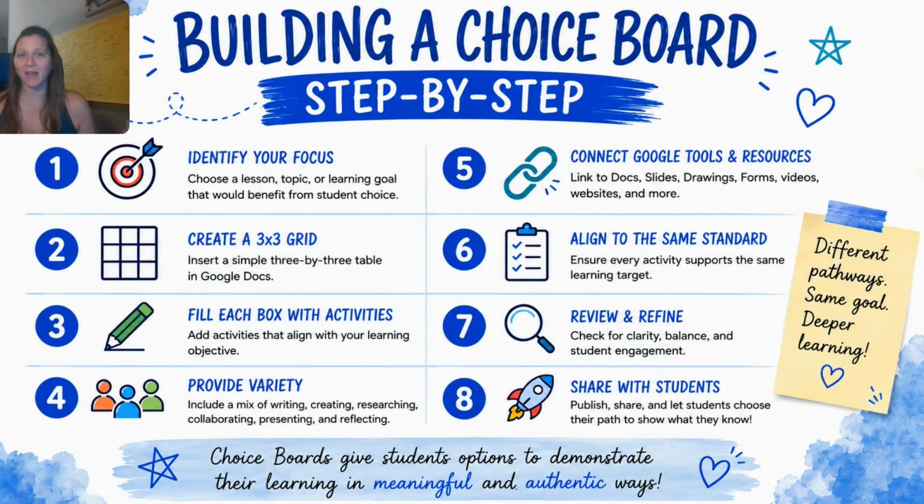Okay, so let's talk about how to build a choice board step by step. If you've ever built a choice board before, the steps are pretty similar. The only difference is going to come in with step 5, which we'll get to. If not, let's walk through the steps together. First, you're going to want to identify your focus, just like every great lesson plan starts out. Then you're going to create a 3x3 grid. You can create any size you want, but 3x3 is a great place to start. You're going to fill each box with different activities. They're going to showcase what your student learned.